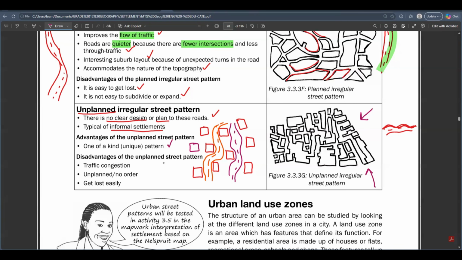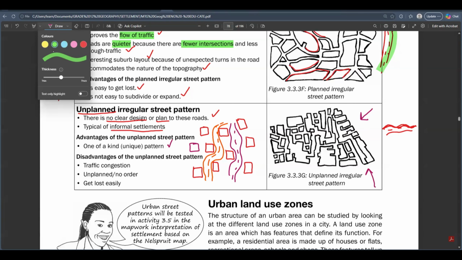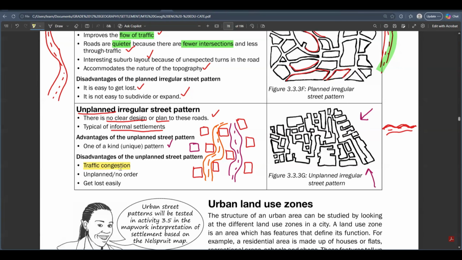Then the disadvantages: this one has got a lot of traffic congestion. No matter what, you always have traffic because the roads don't have a clear definition. They are just haphazardly arranged. So it is also unplanned. There is no order as well. And it is very easy to get lost. In this place, you can easily get lost.